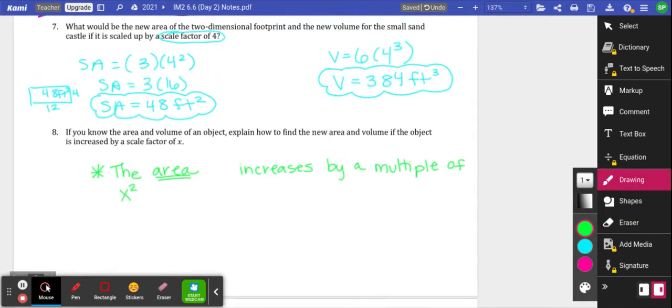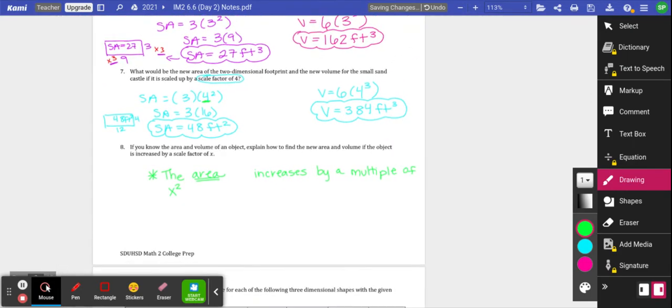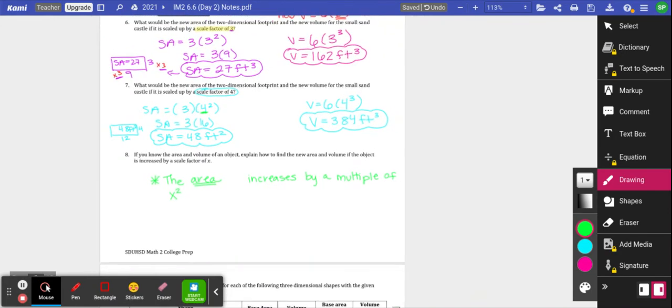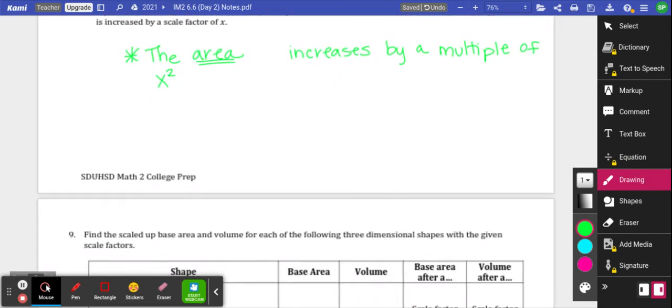So you'll notice up here, whatever our scale factor is, right? Our scale factor is x. So up here in number 7, our scale factor was 4. So that's going to be 4 squared. In the problem right above it, number 6, you can see that our scale factor is 3. And so it's going to be 3 squared. If our scale factor was 5, it would be times 5 squared. If our scale factor was 100, it would be then 100 squared, right?